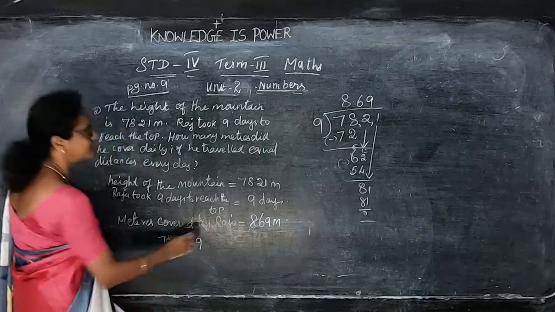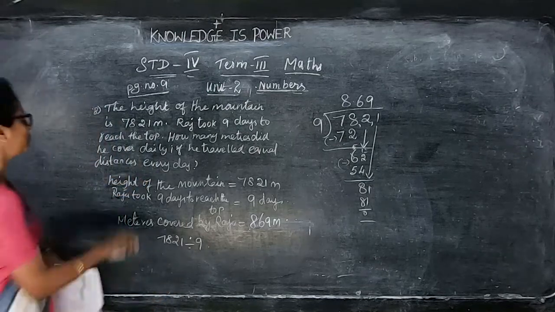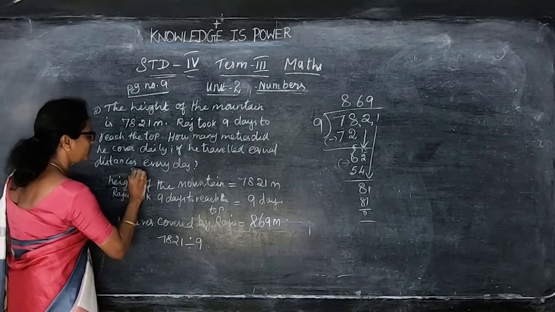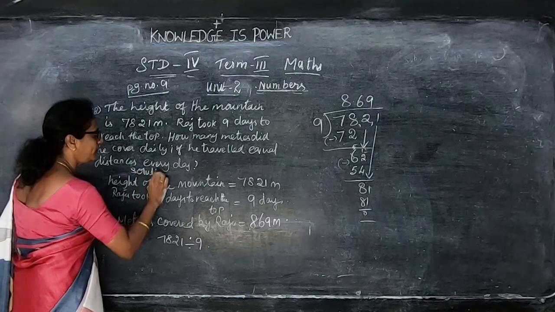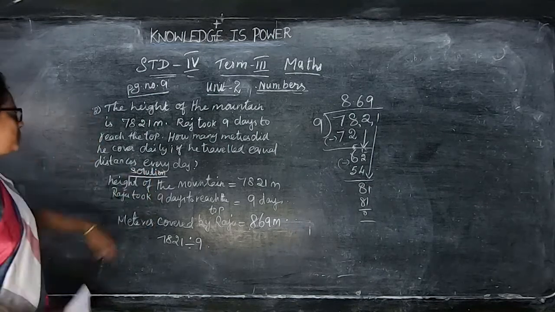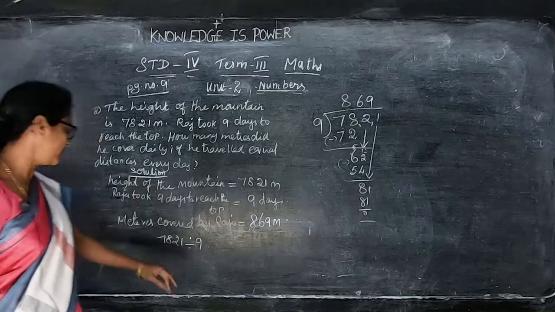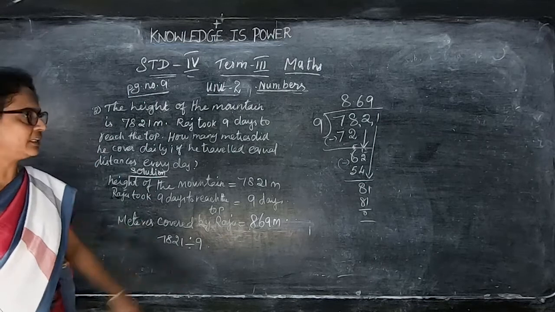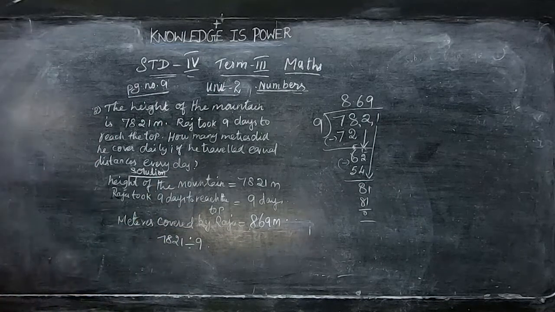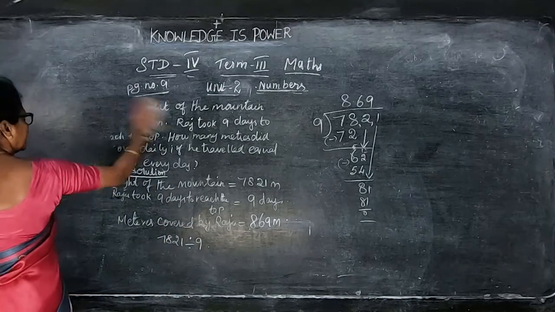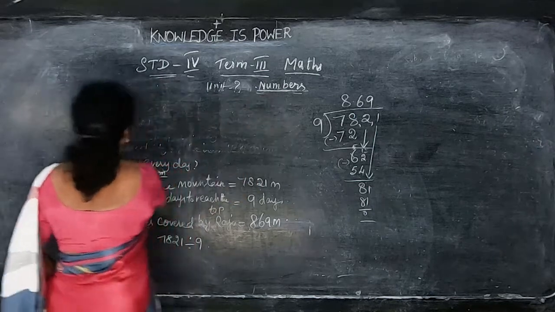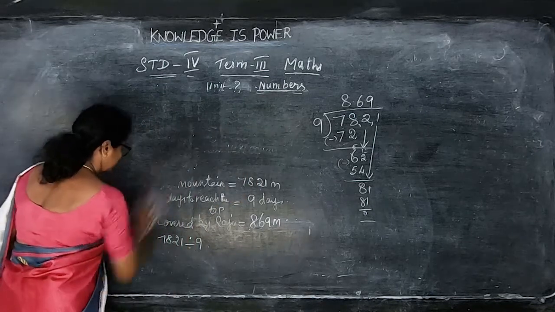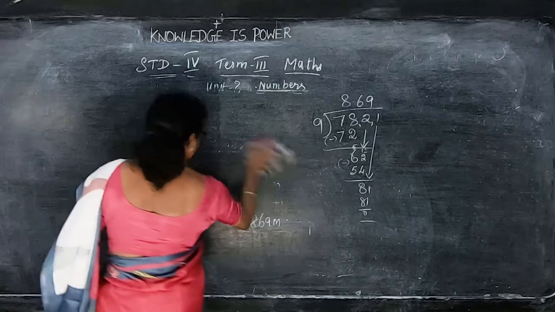Okay, this is the sum. So the height of the mountain is 7,821 meters. Raju took 9 days to reach the top. Meters covered by Raju is 7,821 divided by 9. We'll get the answer 869. Now the next problem.